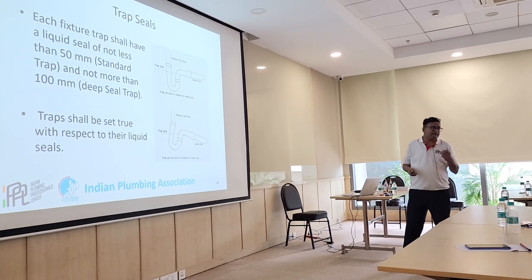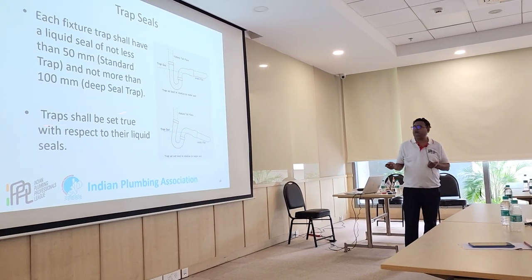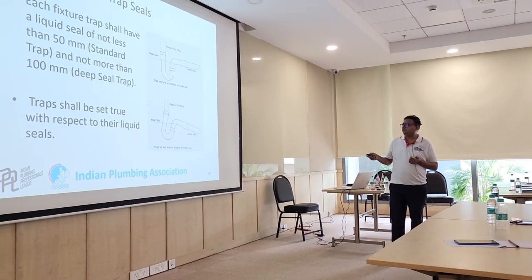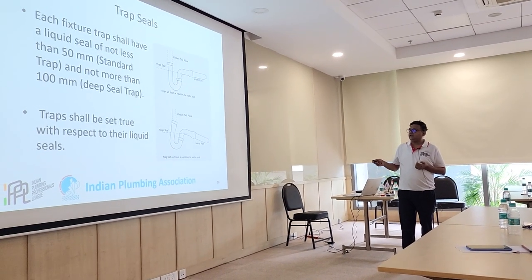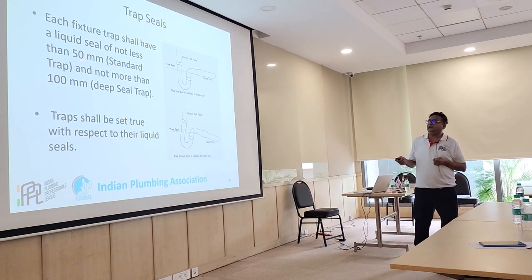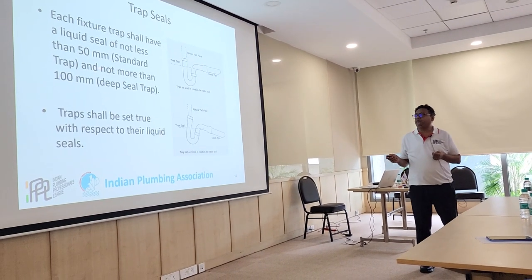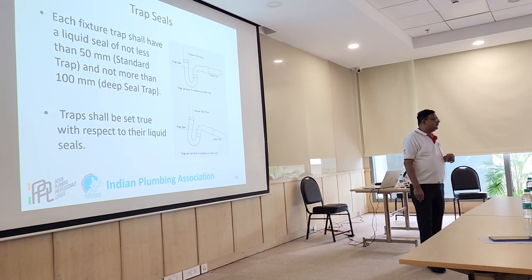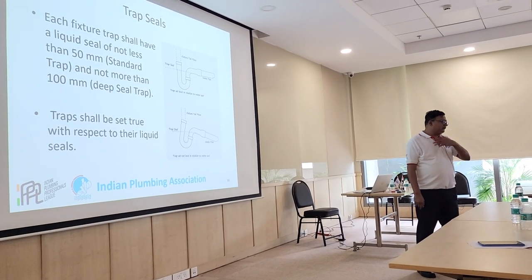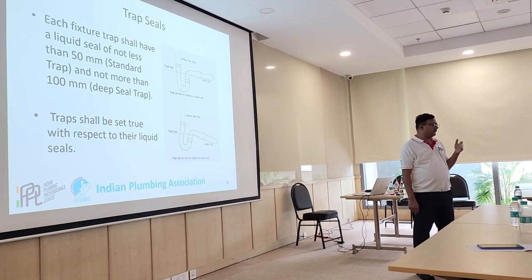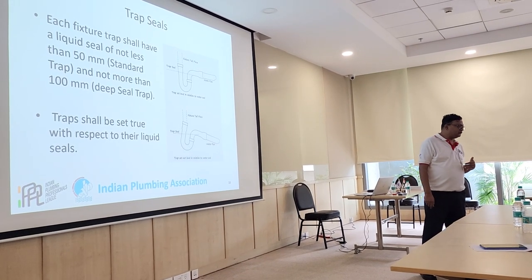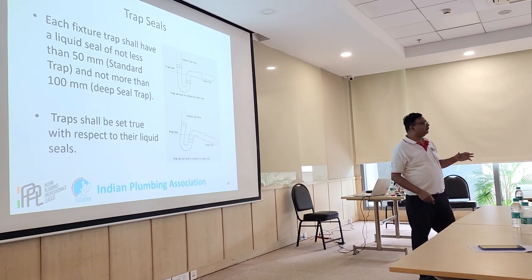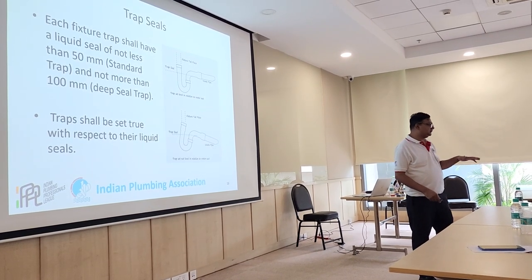Trap seal. Now as we saw in the earlier slide, this is the trap seal, from this line at the bottom up to the top of the trap. Each fixture trap shall have a liquid seal of minimum 50 mm and not more than 100 mm. There are other criteria which I will come to, which are atmospheric and all, which impact your trap seals also.